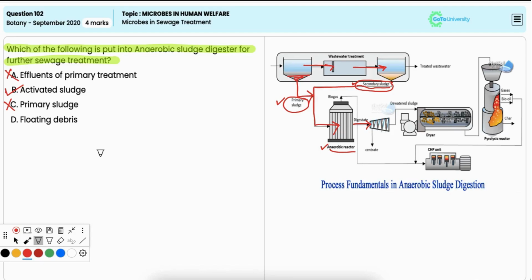Option D, floating debris. It is also incorrect. Floating debris includes plastics, leaves, and other items that are usually removed during the preliminary treatment, that is the screening phase, and it is not sent to the anaerobic sludge digester as these are mostly non biodegradable.